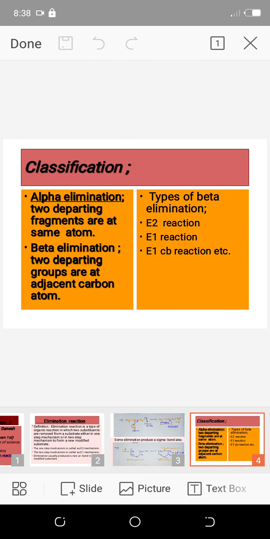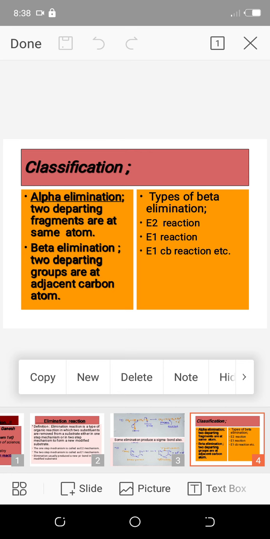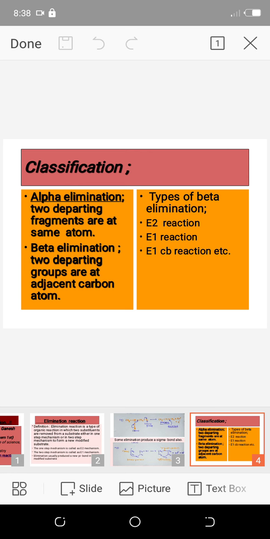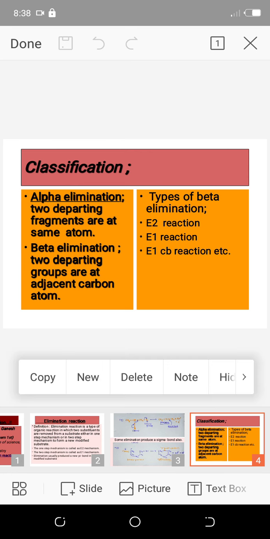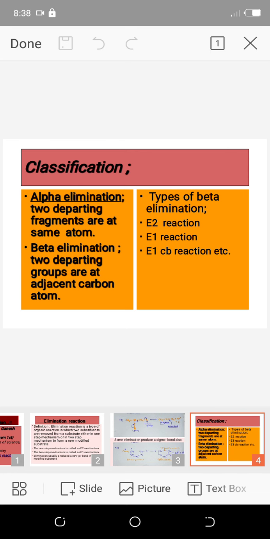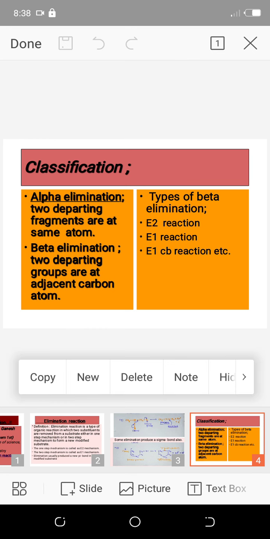Now the classification of elimination reaction. Elimination reactions are classified basically into two types on the basis of the position of the two departing groups, which are present on the alpha carbon atom or on the beta carbon atom, as alpha elimination and beta elimination. When two departing groups are present on the same skeletal atom or on the same carbon atom, then it is called alpha elimination, or it is also known as 1,1 elimination. In beta elimination, the two departing groups are present on adjacent carbon atoms, then it is called beta elimination or 1,2 elimination.